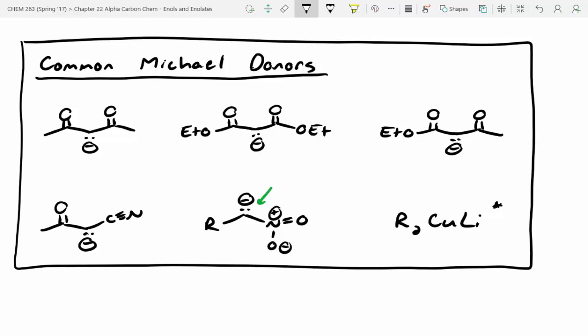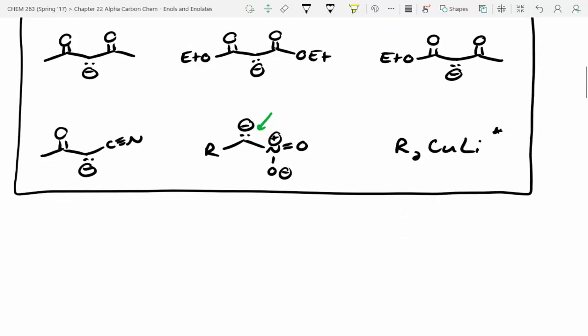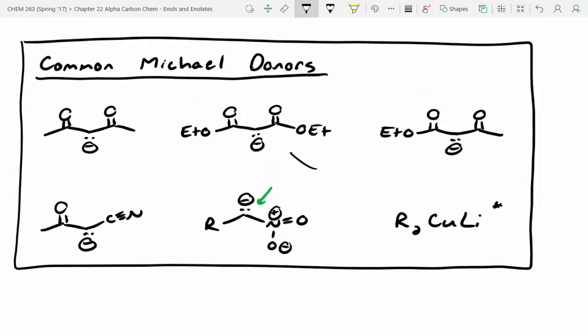Yeah, exactly. You could do an opposite approach. You could. It depends on the situation. So for example, with these esters, you could use sodium ethoxide. That would be fine. Okay, so let's take a look at a practice problem.